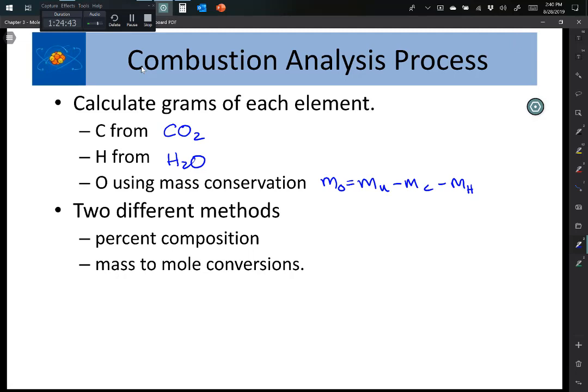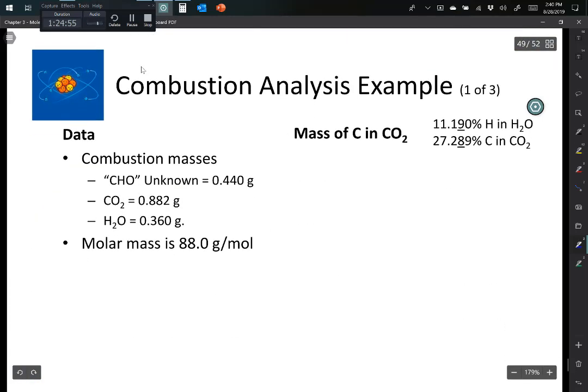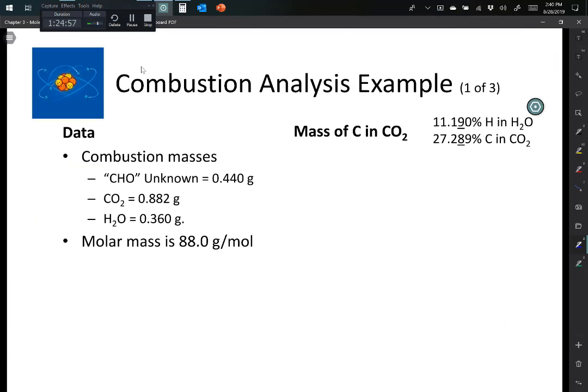Now, there's two ways you could do this. You could calculate percent composition from the numbers that you have, but we're just going to do straight mass to mole conversions. Okay. So here's some combustion data. And this is the percent information from the mass percent calculations earlier. We calculated those on an earlier slide. And I like reusing things so we don't have to think so hard about where to take them. That's from earlier. That's CO2.